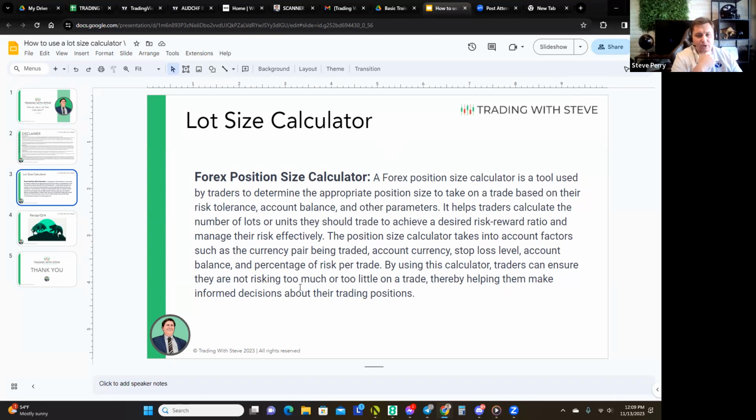Like we had a lot of really good trades last week. There's probably that feeling of, oh, wow, if I'd only gone a little bit bigger, I could have made more. And there's always going to be that feeling on a winning trade, even when you're using a lot size calculator. However, you're going to mitigate that feeling by risking the appropriate amount each time, and that's through this. So, what are some lot size calculators you can use?